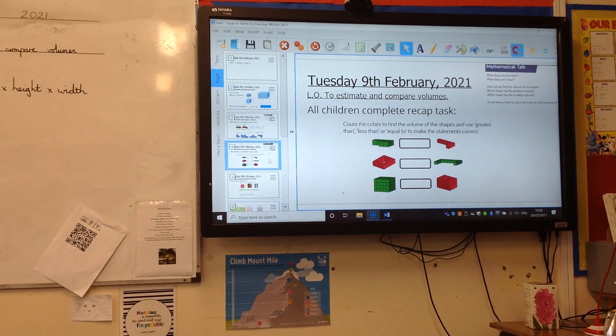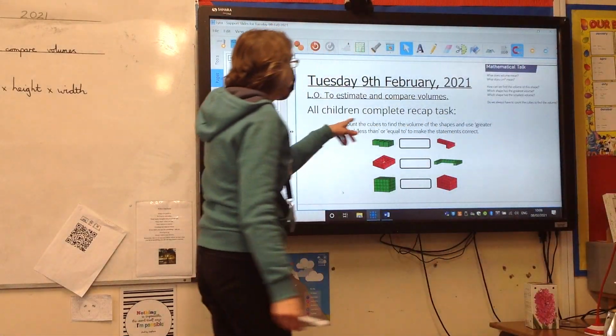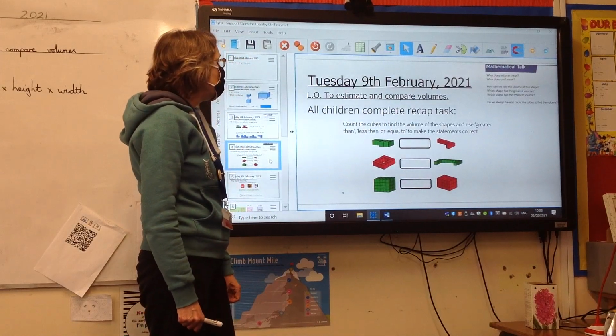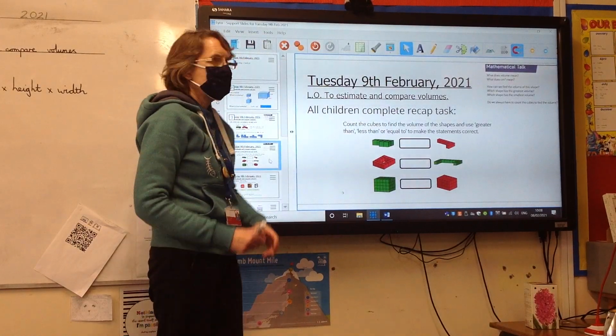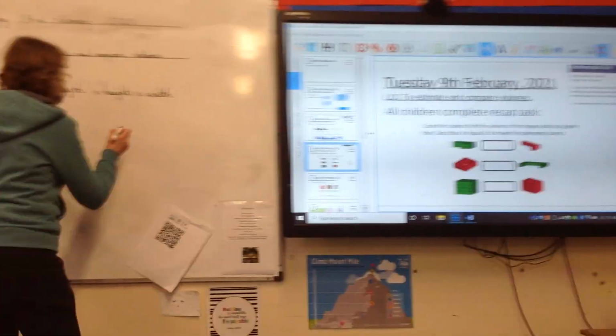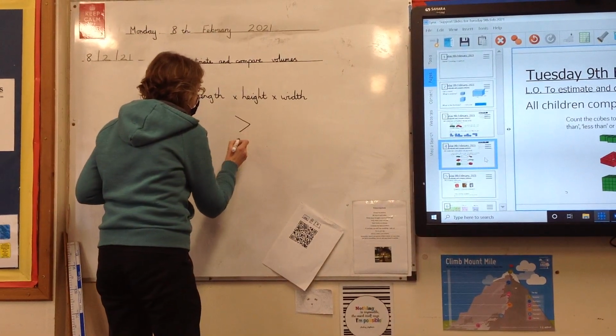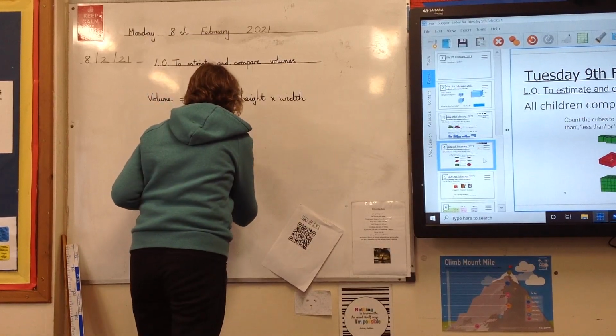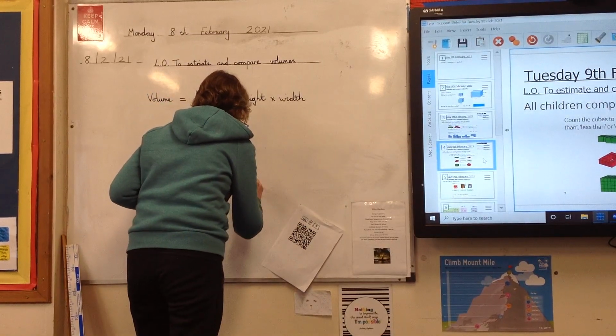So, for this question, count the cubes to find the volume of the shapes and use greater than, less than, or equal to make the statements correct. So, you remember the signs? Greater than, less than, and equal to.